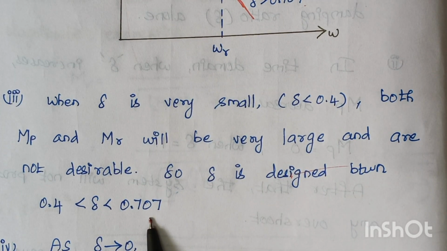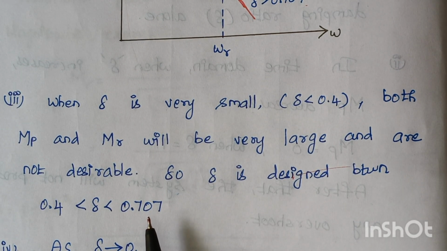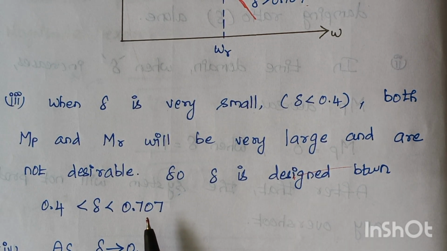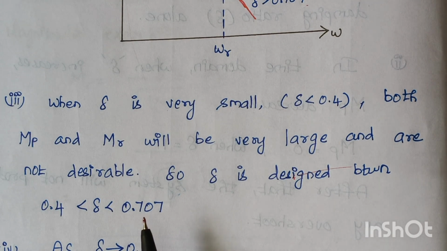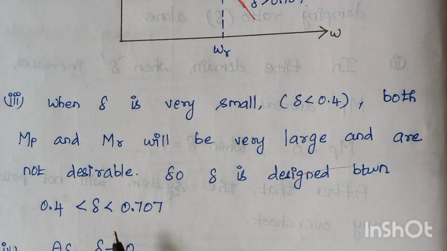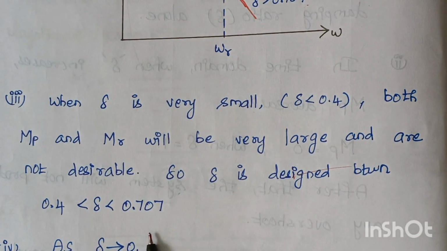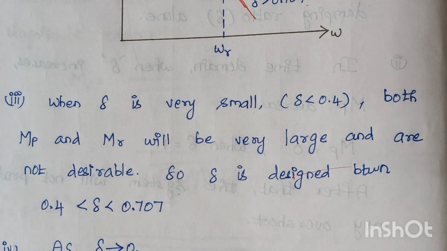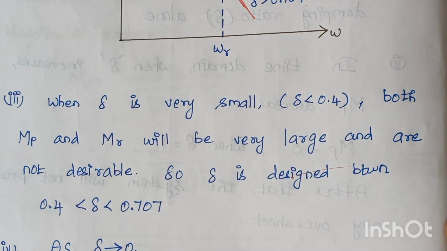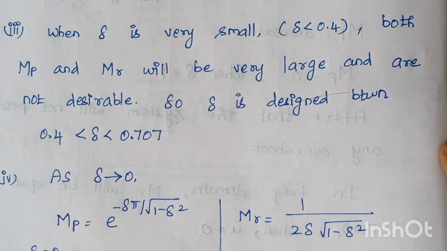In return, it may even damage your system. So that is the main reason why we are giving much more importance to the damping ratio. Here the reasonable value for damping ratio is 0.4 to 0.707. Next, what happens when the value of zeta is 0?